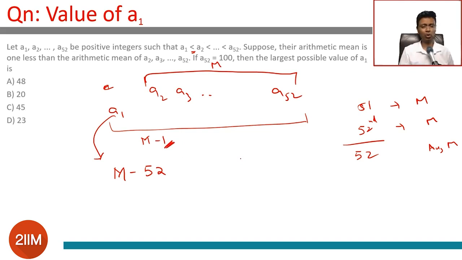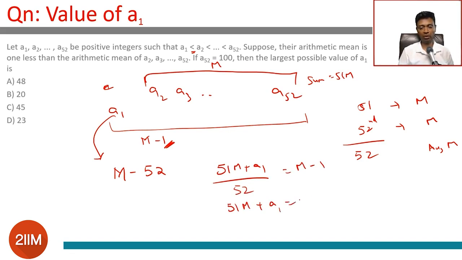The other way of doing this, the more conventional way of doing this, all of these put together, the sum is 51M. 51M plus A1 by 52 equals M minus 1. 51M plus A1 equals 52M minus 52, or A1 is M minus 52. This is the algebraic way of doing this, we know that. The average minus 52 is A1, average of these 51 entities.